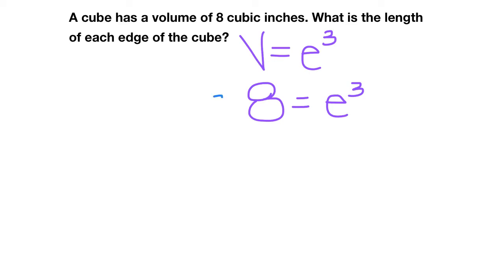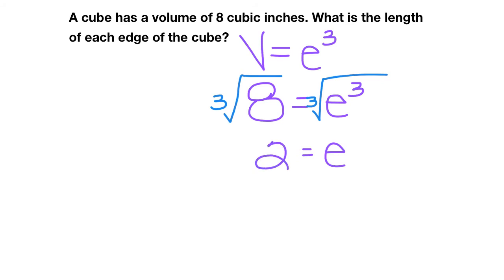So we are going to find the cube root of each side to get rid of my exponent 3. That leaves us with the edge is equal to the cube root of 8. The cube root of 8 is 2. So my answer is 2 inches.